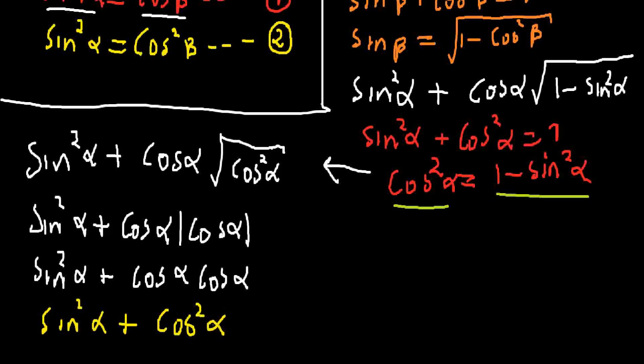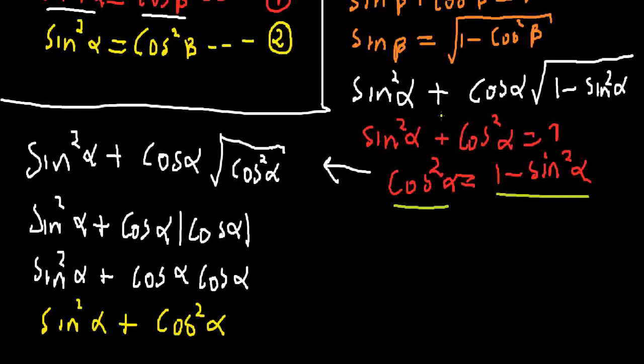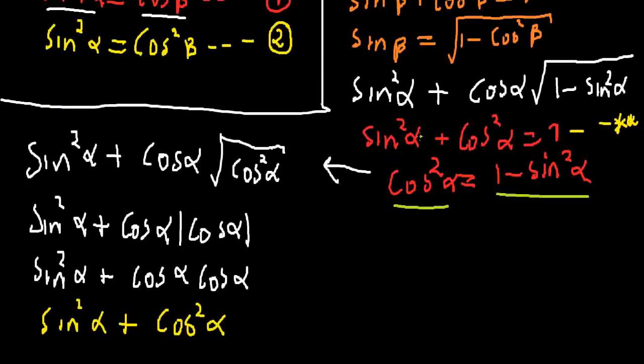So to further simplify our answer, this will be sin squared alpha plus cos squared alpha. So looking back at equation star and changing the angle from beta to alpha, what are we going to notice? Even from equation double star, looking at this equation, sin squared alpha plus cos squared alpha is 1. So this will simply be equivalent to 1. So that's our proof.